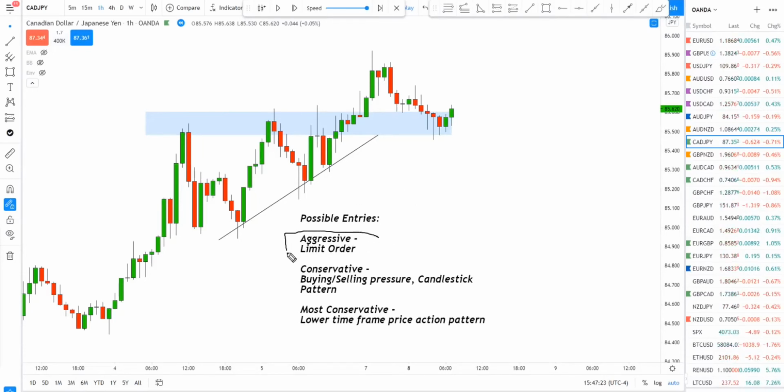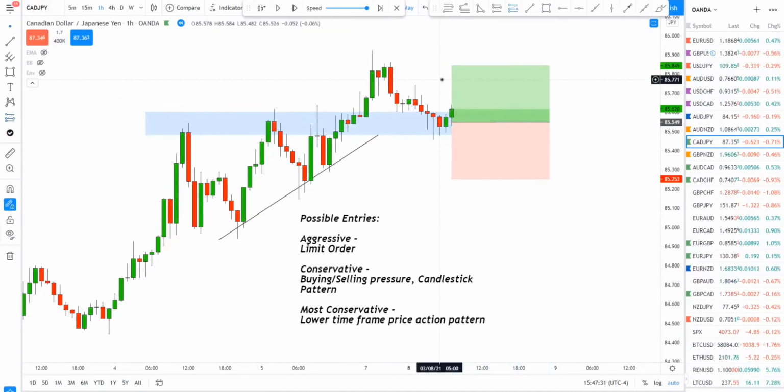The most aggressive way by far to enter these types of patterns is just with a limit order halfway in your zone. So that would look like this. You'd be waiting on the market to break out. Once the market broke out, you would have a limit order in the middle of your zone of resistance. That limit order would either be triggered by a pullback or the market would continue higher.